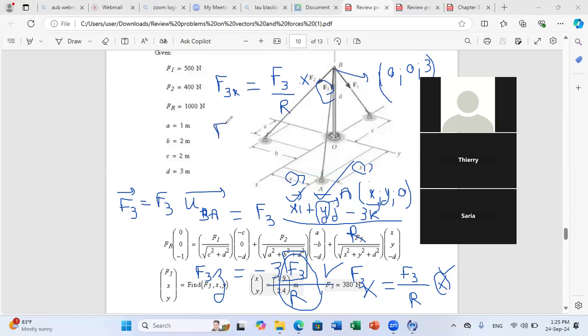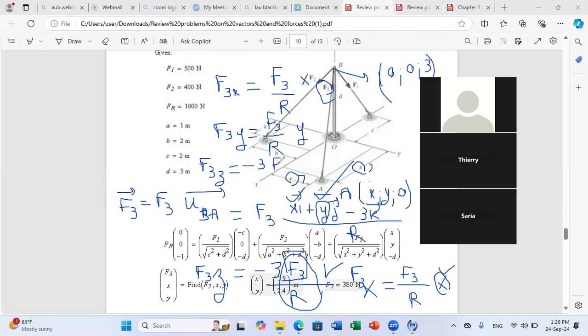You have F3y equals F3 over R times y. Okay? And finally, your last equation is F3z equals minus 3 times F3 over R.